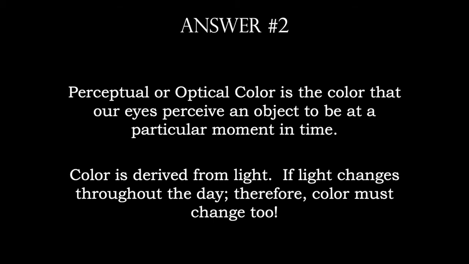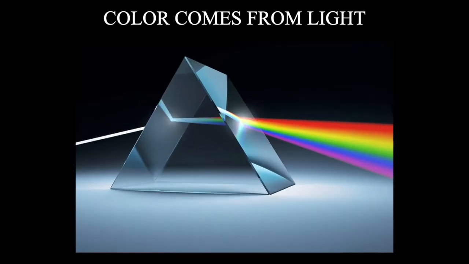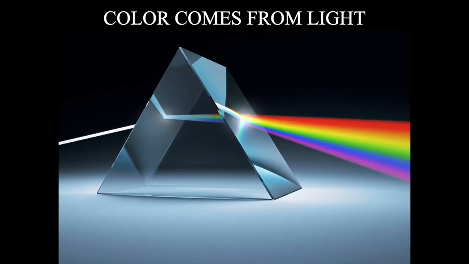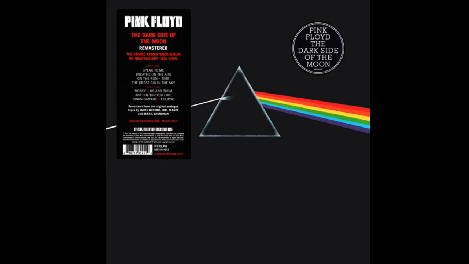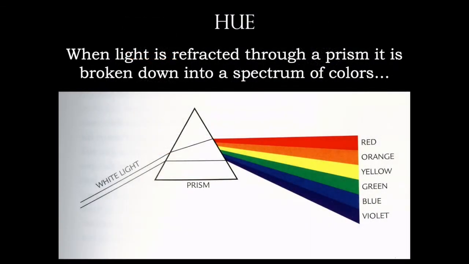The reason it's done that is because color is derived from light. And we find this out in 1666. Sir Isaac Newton refracts light through a prism, and we get a rainbow of colors. And even later on, Pink Floyd figures this out as well. These 6 colors are called hues. There's always 6 of them. They always emerge from the prism in this order because of their wavelengths. You do not have to memorize them in this order. They are red, orange, yellow, green, blue, and violet.